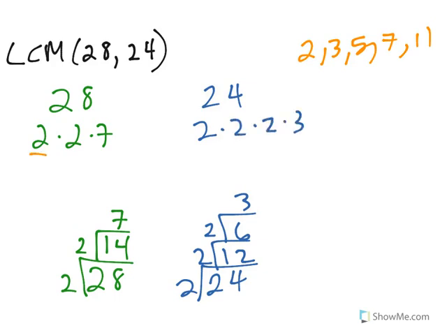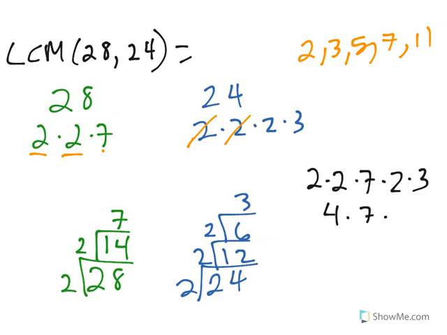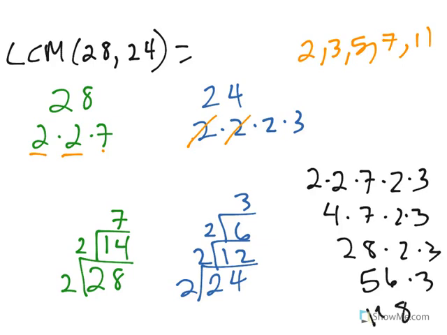Let's cross off duplicates. We have 2 and a 2 there. We have 2 here and a 2 there. We have 7 here and no 7s there, and we can stop now. So the least common multiple of 28 and 24 is the product of 2 times 2 times 7 times 2 times 3. Okay, we just have to work this out now. 28 times 2 is 56 times 3. 56 times 3 is 168. So the least common multiple between 28 and 24 is 168.